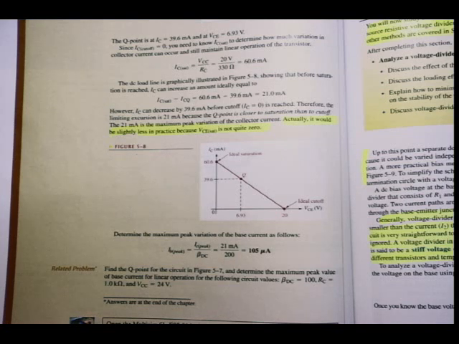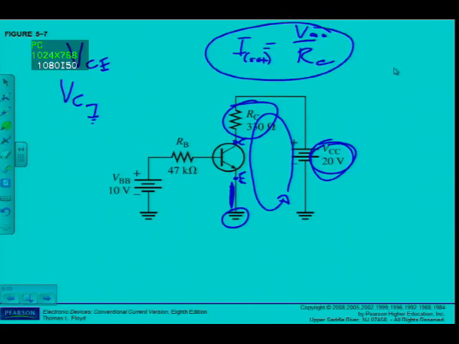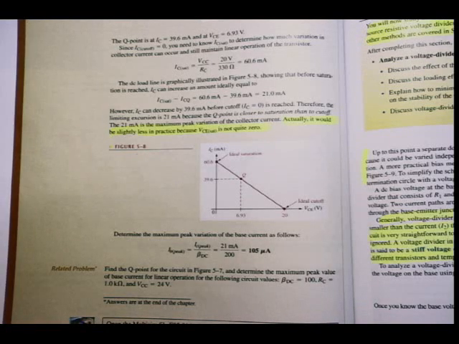Therefore, the limiting excursion is 21 milliamps because the Q point is closer to saturation than to cutoff. The 21 milliamps is the maximum peak variation of the collector current. Actually, it would be slightly less in practice because VCE sat is not quite zero. That was what I was referring to when I calculated IC sat, because we didn't take into account the voltage drop between the collector and the emitter at this stage. But we will discuss it at a later point. Anyway, then determine the maximum peak variation of the base current as follows. IB peak is then IC peak divided by beta DC, which was given as 200. So I have an answer of 105 microamps.